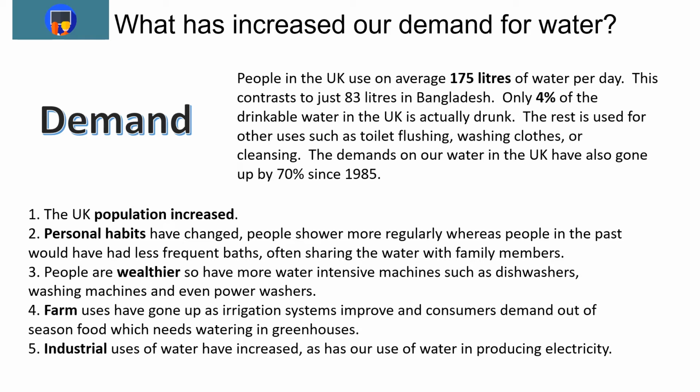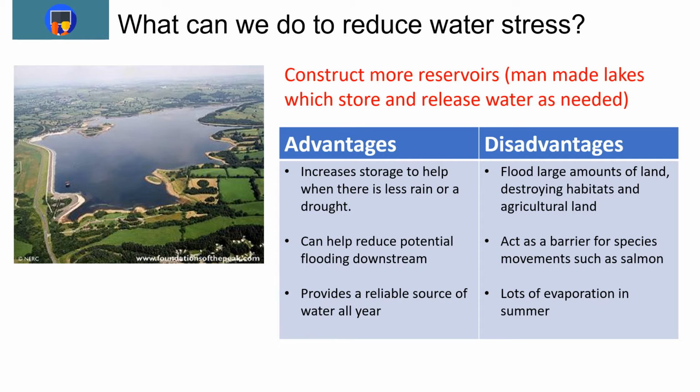Reason number 5, industrial uses of water have also increased, as has our use of water in producing electricity. Pause the presentation for a few minutes and make a note of those 5 reasons which explain why our demand for water has increased over time. Turn to page 10, please, of our workbook.